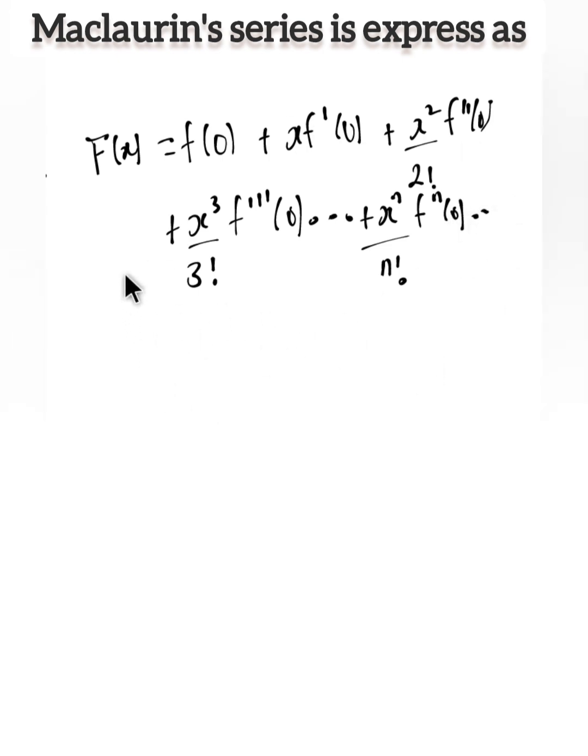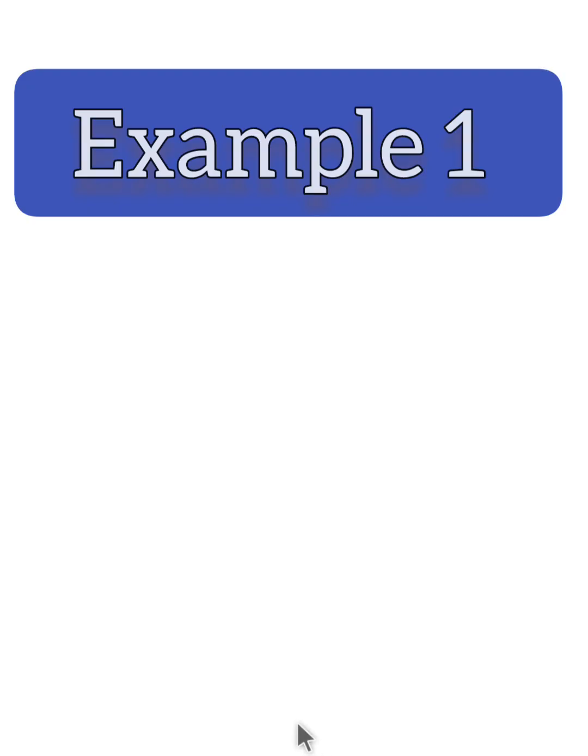So in any given question, we'll be given f of x. So we need to find f of 0, f prime of 0, f double prime of 0, up to the nth term. Now let's take an example. Example 1. We're going to expand sine x as a series of ascending powers of x. So from the question, f of x is equal to sine x.